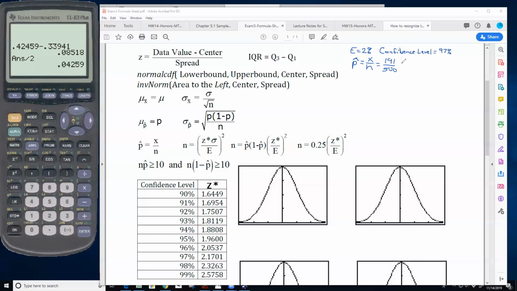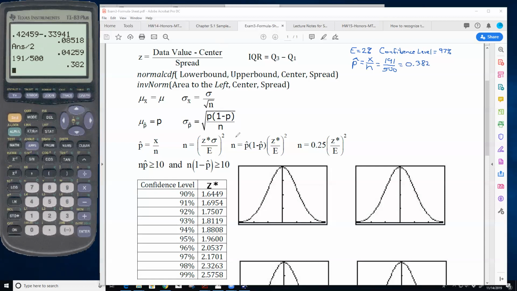Oh, and if you punch that into your calculator, in fact, let me just do that over here. 191 over 500. Okay, so that might be easier. Rather than writing a fraction, I can just put in that decimal. So this is 0.382.